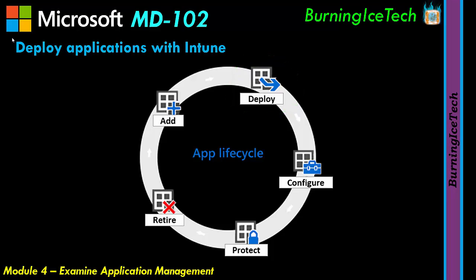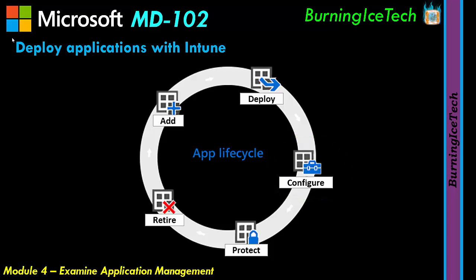Now, step 3, guys, in the picture is configure. As part of the app lifecycle, new versions of apps are regularly going to be released. Intune provides tools to easily update apps that you've deployed to a newer version, should it be needed, of course. Additionally, you can configure extra functionality for some of these apps.